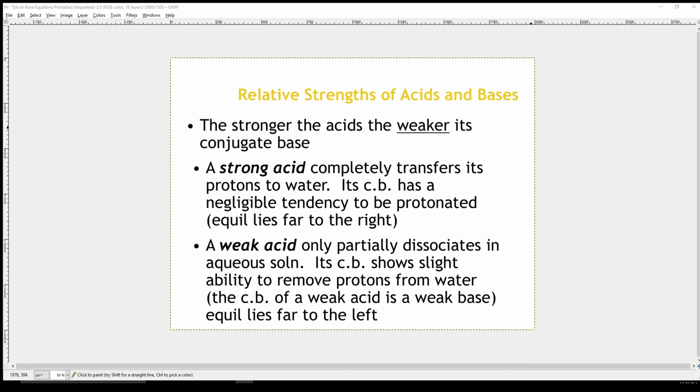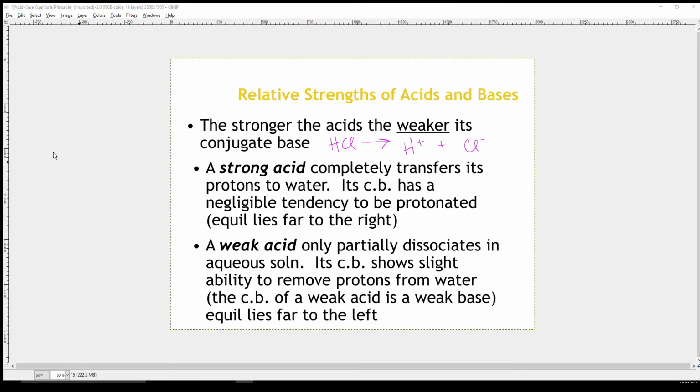Okay, so now getting into the strengths. The stronger the acid is, the weaker its conjugate base. So for instance, we know HCl is a strong acid. So I'll end up with a whole bunch of hydrogens and a whole bunch of chlorides. And the HCl completely dissociates. It's gone. All of the hydrogens have released from all of the chlorides.